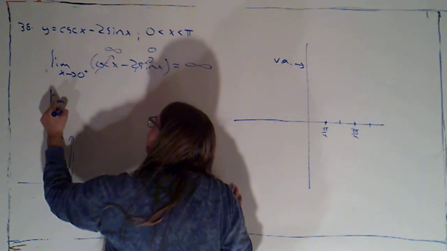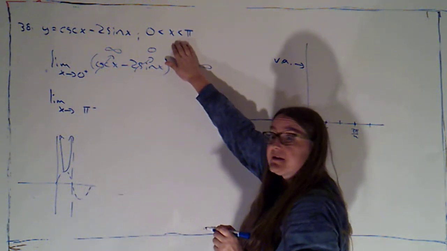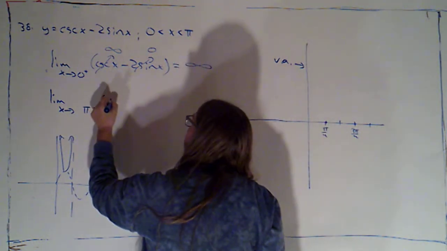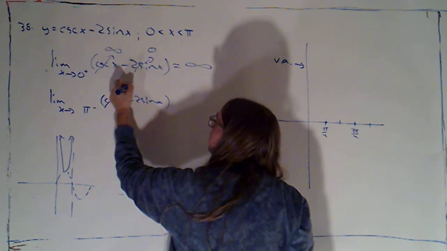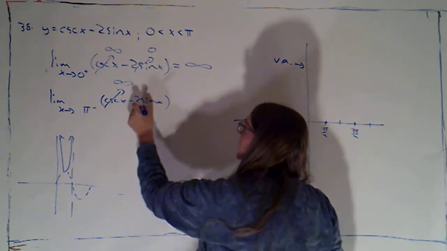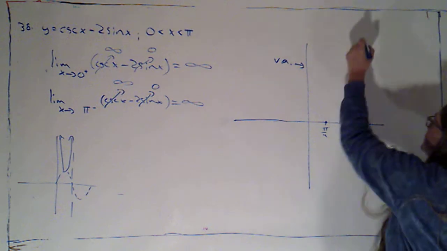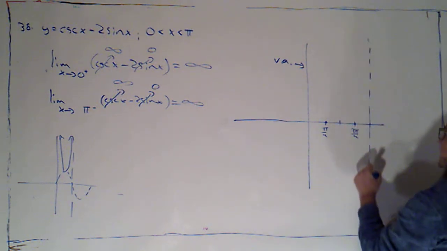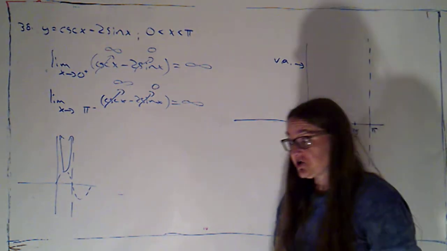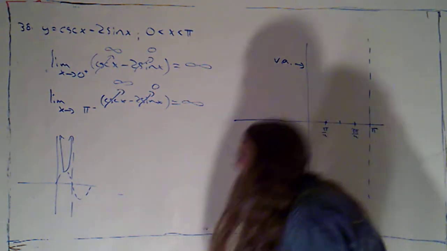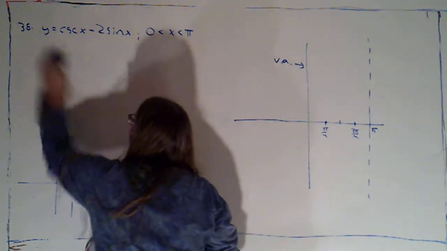If I take a look at the limit as x approaches pi, this time from the left, so that we're coming from this interval, we'll have cosecant of x minus 2 sine of x. That's going to infinity. Again, looking at the graph, that's going to 0. So the whole thing's going to infinity. So I also have a vertical asymptote here at pi. All right, no need to check for horizontal asymptotes because we aren't going to infinity and negative infinity on the x-axis.